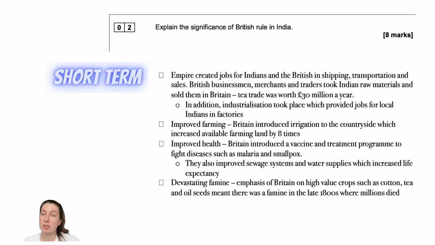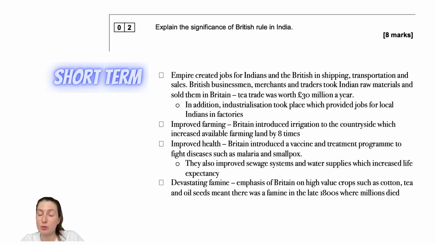Improved farming. So Britain introduced irrigation to the countryside. Irrigation is digging tunnels and trenches for water to flow through the fields, which increased the available farming land by 8 times. Again, we would pick up on the fact that most of that farming land was then used for cash crops like tea and items they could sell at a high price rather than food, which then led to famine, which we're getting to later.